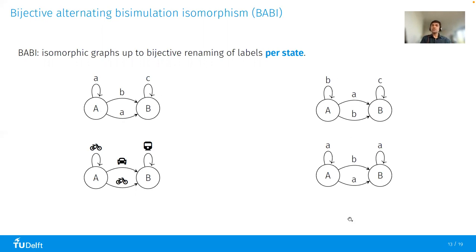But this is the most interesting and most special about BABI. Here I can rename C by A. So globally they are not really isomorphic, but per state they are. So for B, it doesn't matter if I call it C or A, there's only one transition on one action that is going to itself, and that's it. So these systems are BABI to each other. This is instrumental for our proof of minimality.